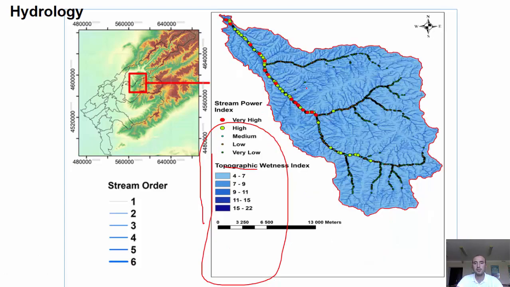And in this picture we can see the stream power index, where the round areas in red show us very high, and where they are in yellow color, it means high, and next medium, low and very low. And also there are topographic wetness indexes and stream order.